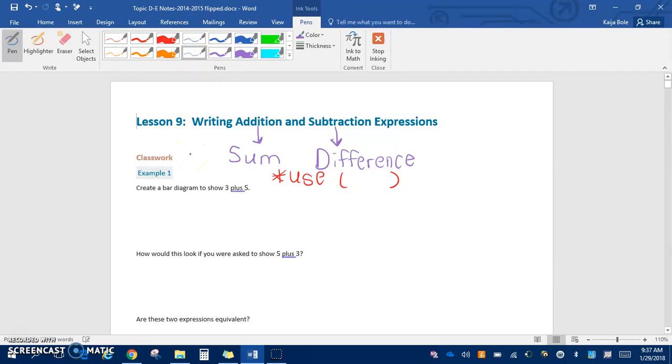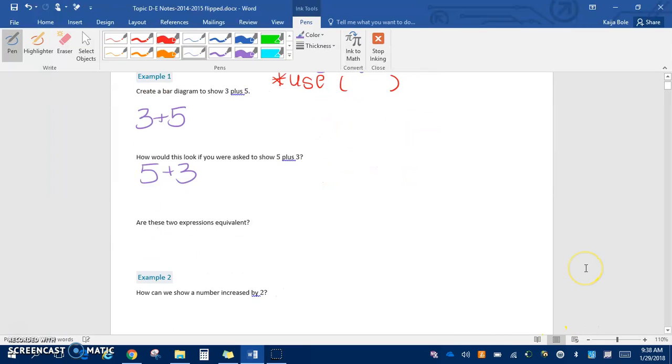Alright, so if we look at example 1, it says create a bar diagram. We're not going to do that, but we're just going to show 3 plus 5. So this is what we're going to start doing. We're going to take the words and we're going to write the expressions just using numbers and signs. So this would just be 3 plus 5. Right? The next thing says, how would this look if you were asked to show 5 plus 3? That would just be the other way, 5 plus 3. And then it asks, are these two expressions equivalent? We would say yes. We know that they both equal 8. And that would be using the commutative property.